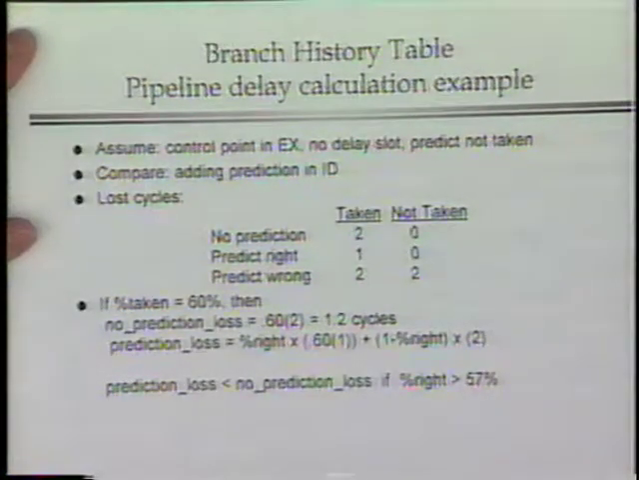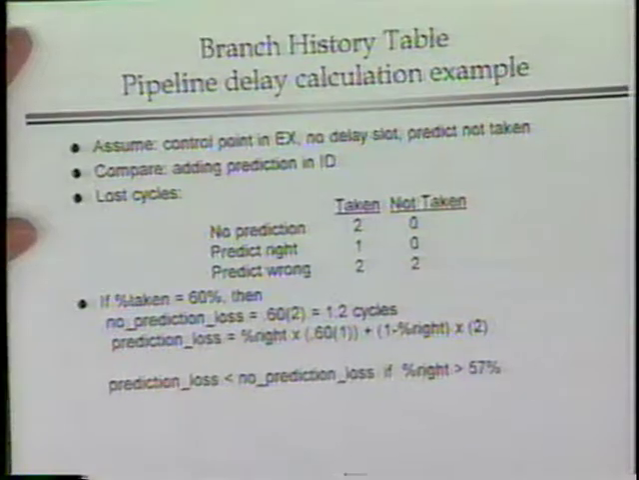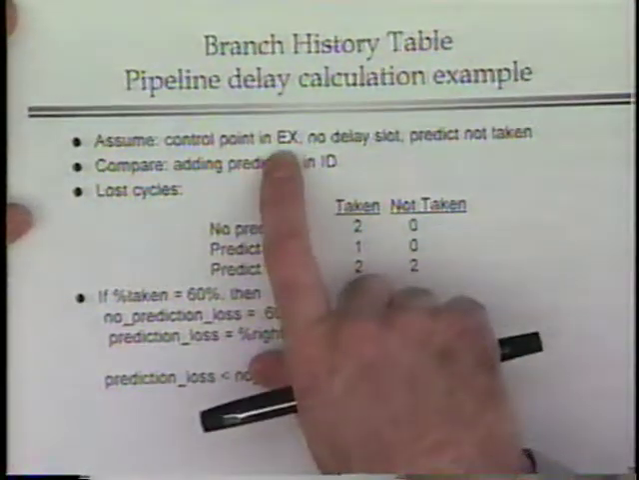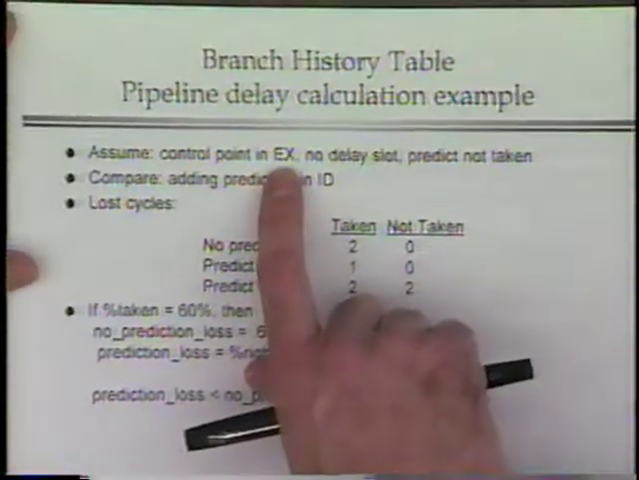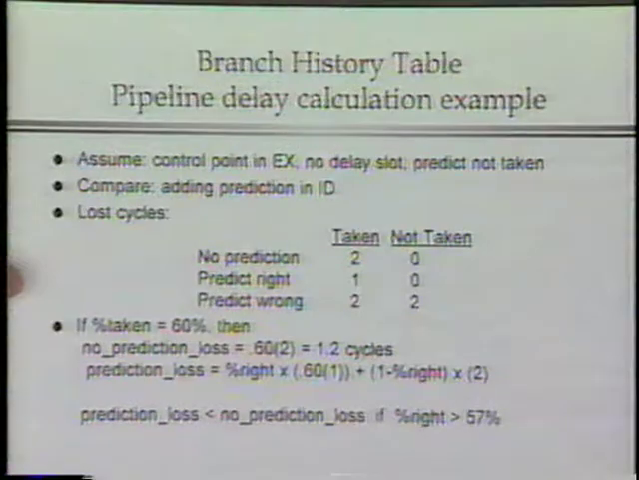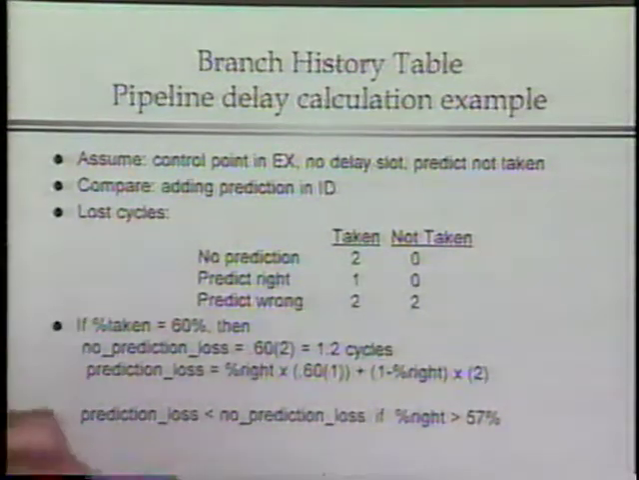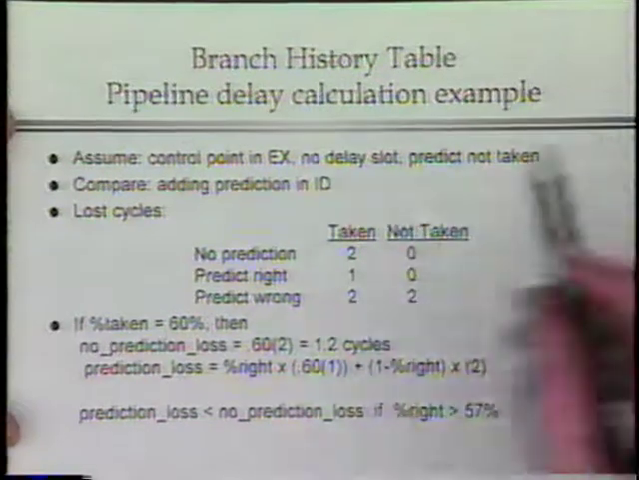Let's look at some delays and pipeline calculations for the effect of these branch history tables. Let's assume, to make life more interesting, that unlike DLX, the control point, the point at which we understand which way the branch is really going to go, is in execution, not in ID. And let's assume that we're not going to use a delay slot.